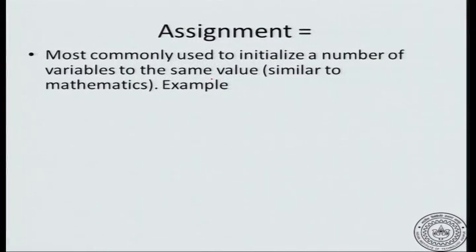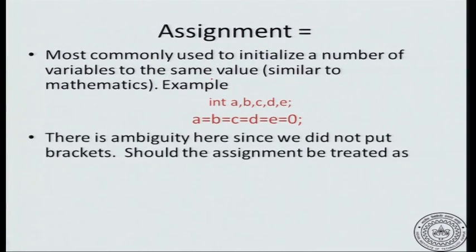So when evaluating this expression, two variables are assigned their values. One is B, which is assigned the value 10, and the second is A, which is also assigned the value 10. The assignment operation can be used to initialize a number of variables in one shot. For example, if I write a statement like A equal to B equal to C equal to D equal to E equal to 0, what does this mean?